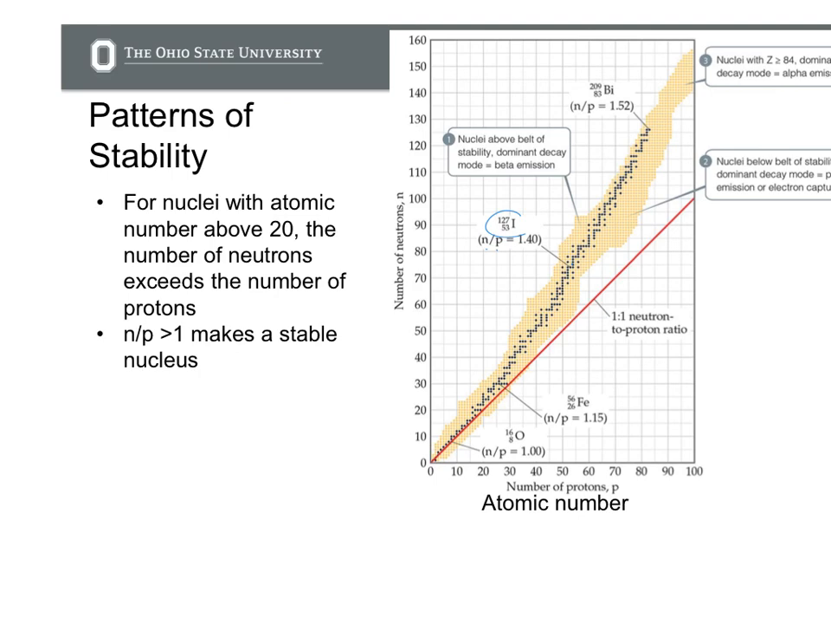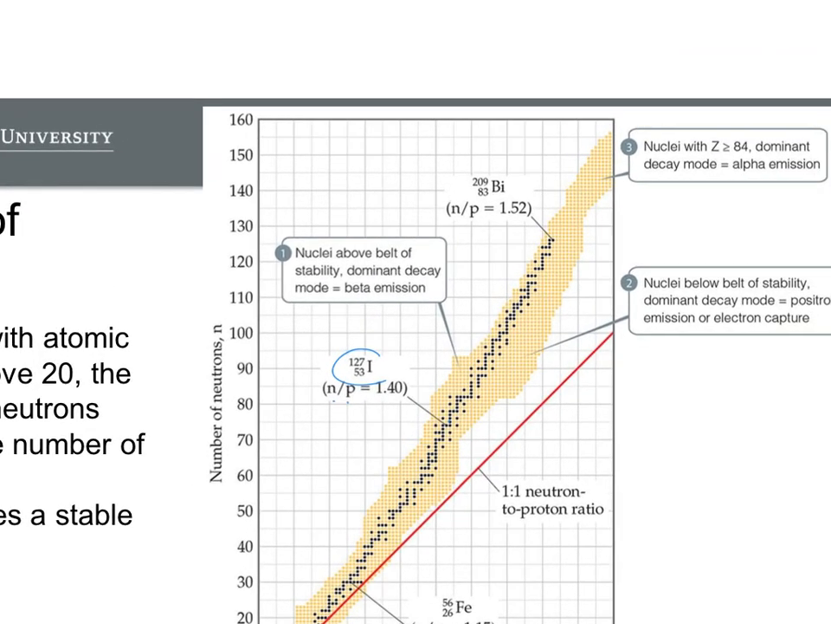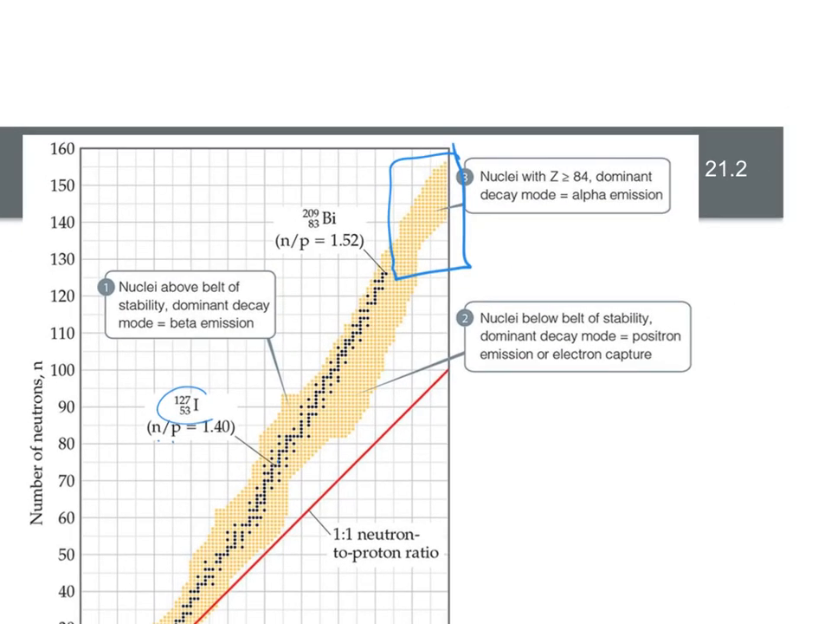You also notice there are no blue dots here. So nuclei with the atomic number of 84 and greater are not stable. There are no stable isotopes. They decay typically by alpha emission.